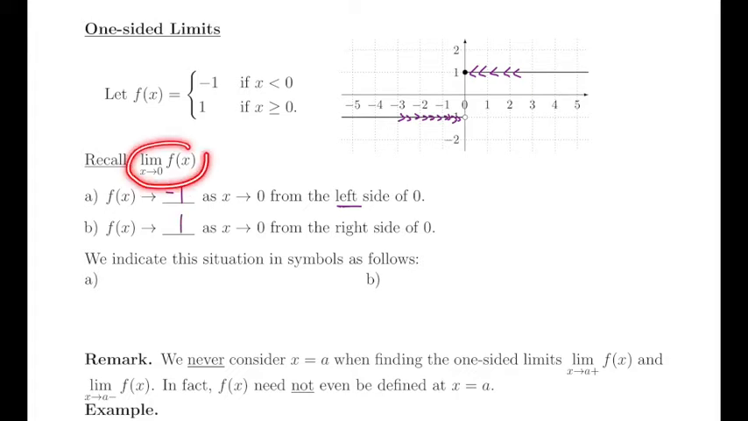So what that means is that this limit doesn't exist. Remember, if you're going to two different values as you come from the left and the right, that means the limit doesn't exist.